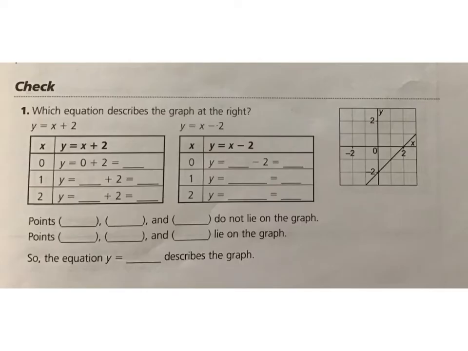Okay, so now that you've tried the check, I'm going to do it for you so you can check your work. So for this one, there are 2 equations. The first one is y equals x plus 2. The second one is y equals x minus 2. So the question is, which one matches to this line here? You can see the line drawn. So the strategy that we're using is number 1, table of values.